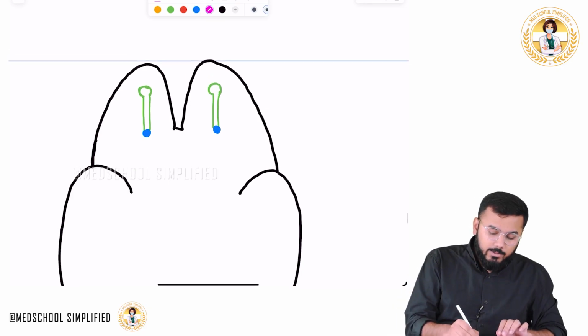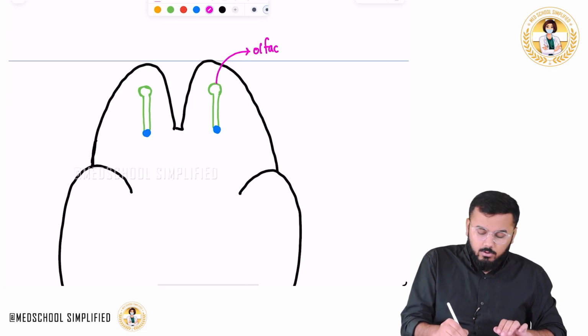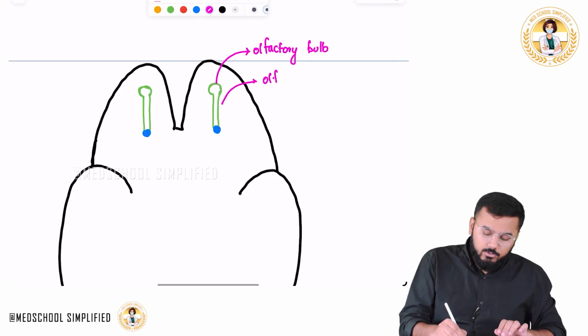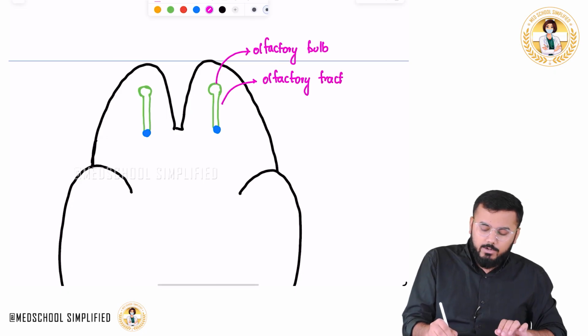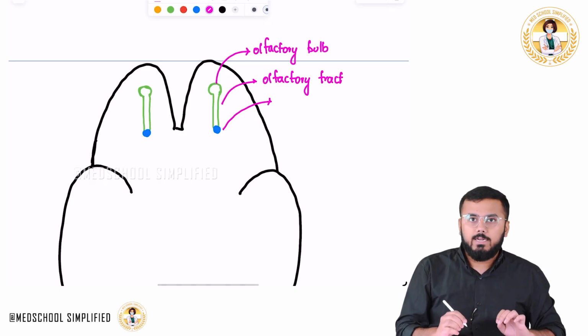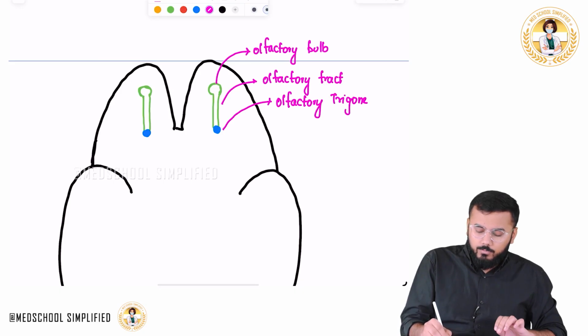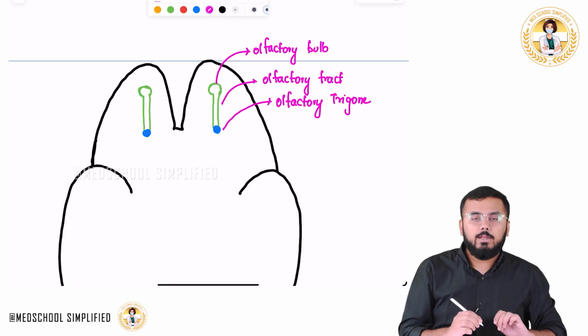Okay, so let me name these parts right now. This one over here is called your olfactory bulb, and this one over here is called your olfactory tract. This portion over here is called the olfactory trigone. Okay, so this is your olfactory trigone.